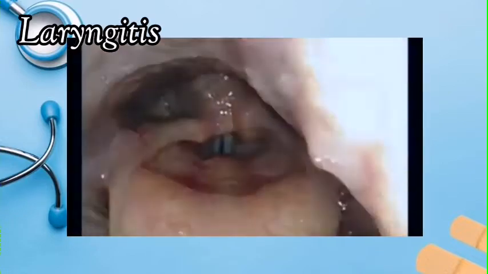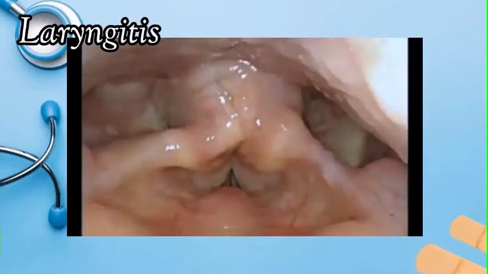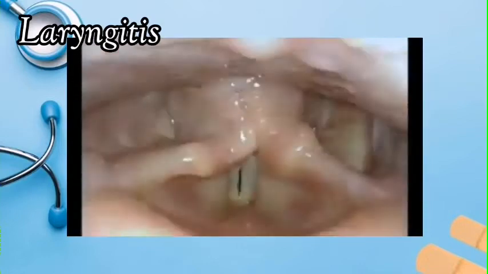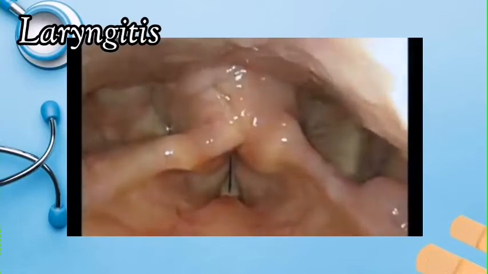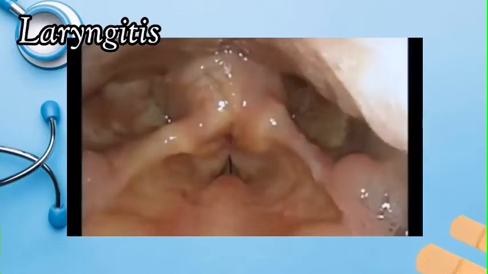Here is a video showing muscle tension dysphonia. Note that the vocal cords themselves appear completely normal. However, when talking, see how the muscles cause the vocal cords to literally become covered up.